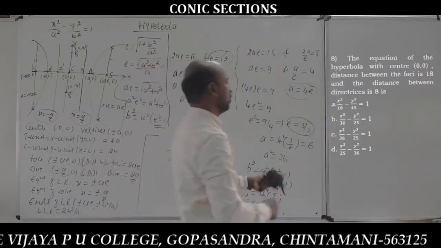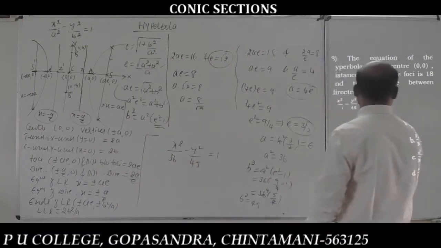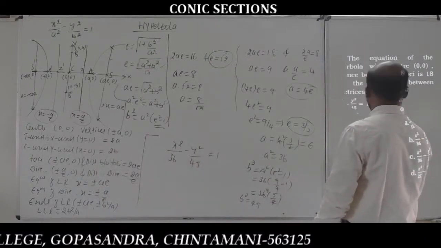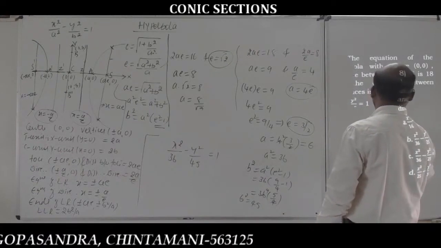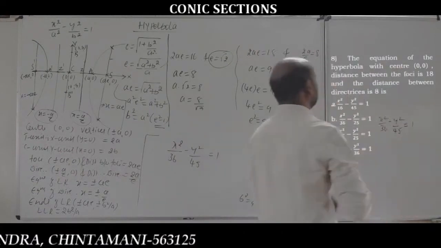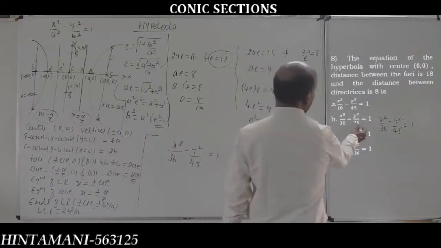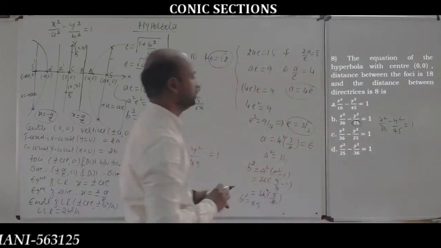So the correct option: the required equation is x square by 36 minus y square by 45 equals 1.